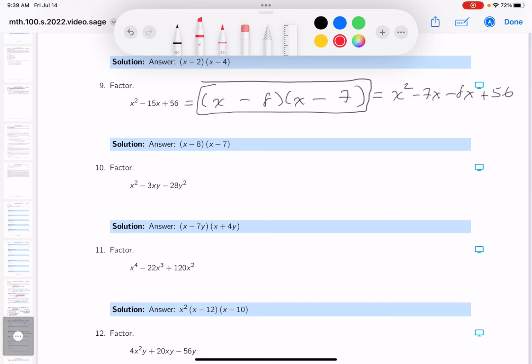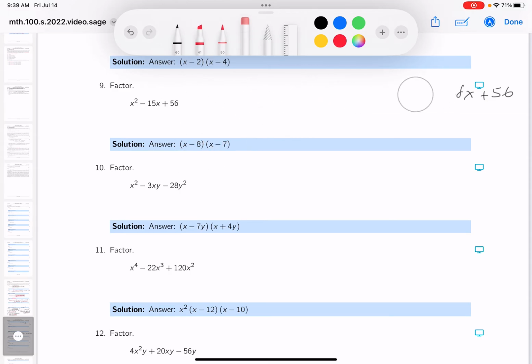Let's go to our answer key and see if I got that. I do see the x minus 8. I do see the x minus 7. I want to go to the AC rule, though. I'm going to write it down now. What do you see over here?